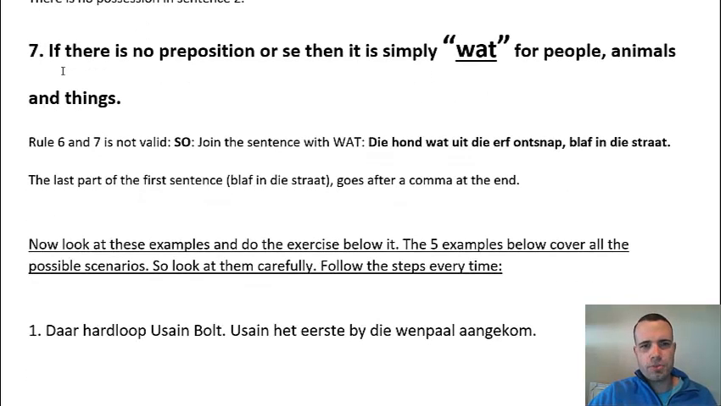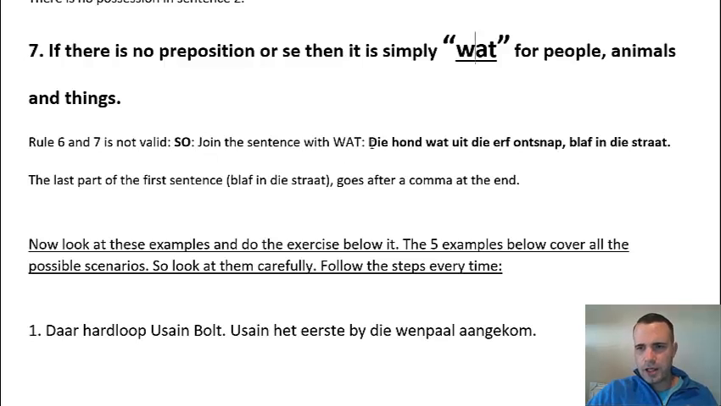There it is. If there is no preposition or se, then it is wat for people, animals, and things. So your joining word will be wat every time. It doesn't matter if it's a person, or an animal, or an object, you use wat.